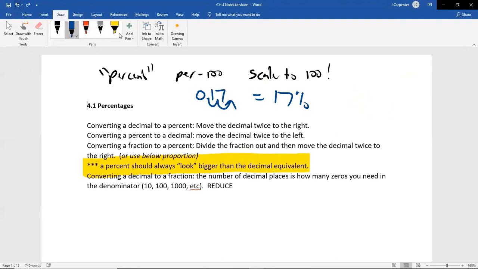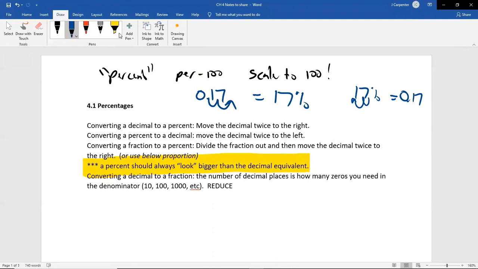So when I had that 17 for the percent, I was really supposed to go twice to the left, which gives me 0.17. Literally the same thing as before. The decimal looks smaller than the percent, or the percent looks bigger than the decimal. Whichever way you want to say it, whichever way you like.